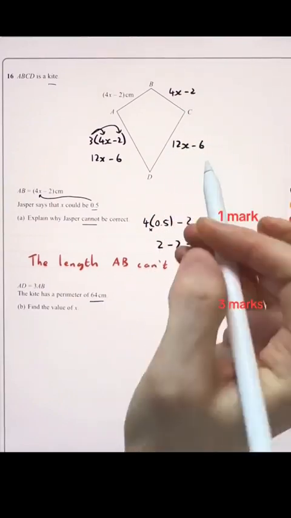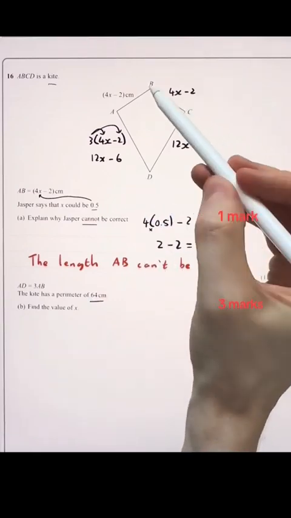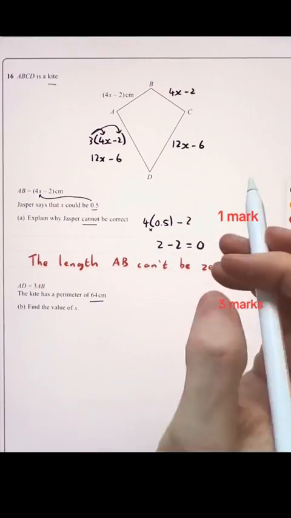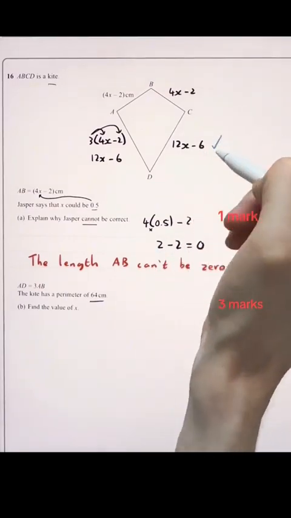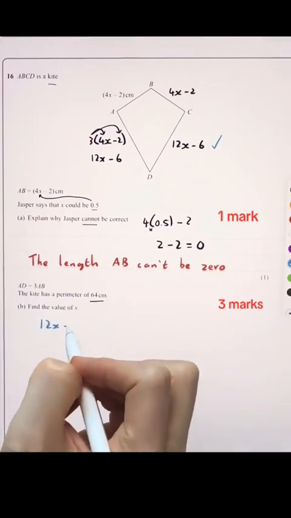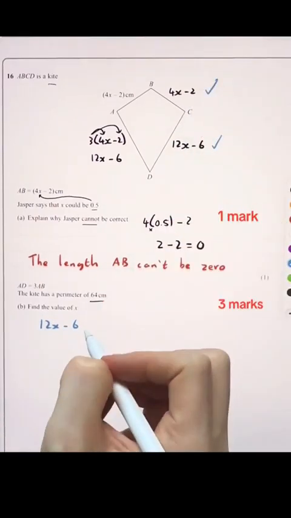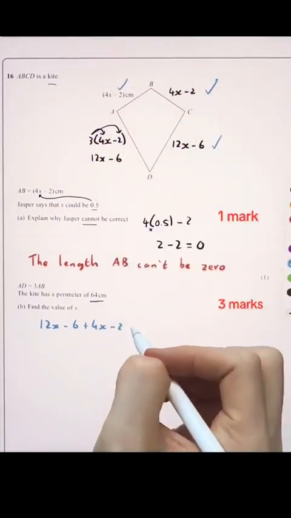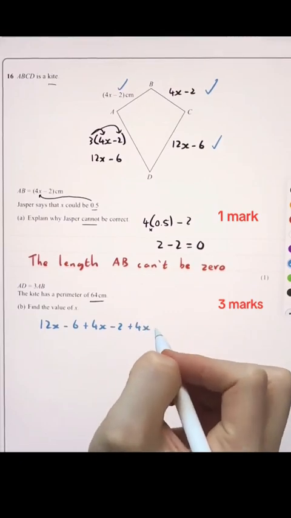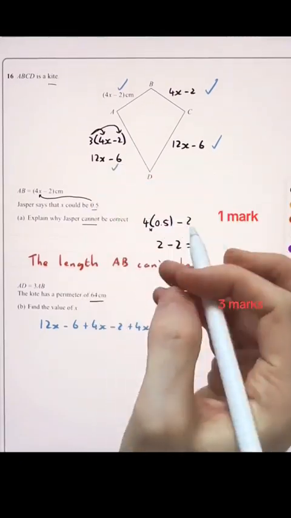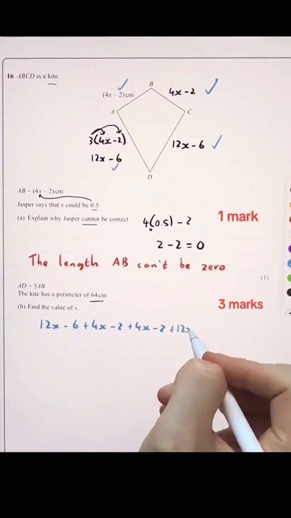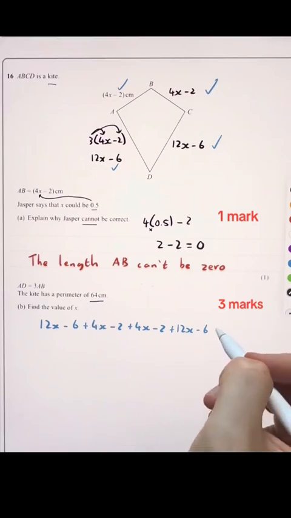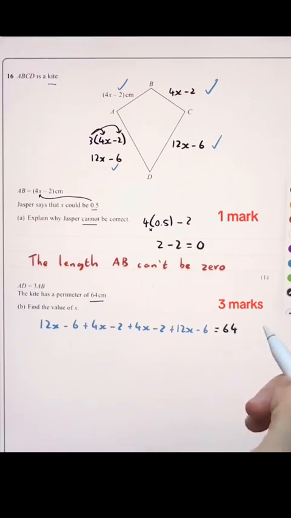We know perimeter means the total distance around the outside of our two-dimensional shape. Therefore, adding up the 4 sides in any order, I'm going to have 12x minus 6 plus 4x minus 2 plus 4x minus 2 plus 12x minus 6. And we're told in this case the perimeter is equal to 64. So I can put my equation equal to 64.